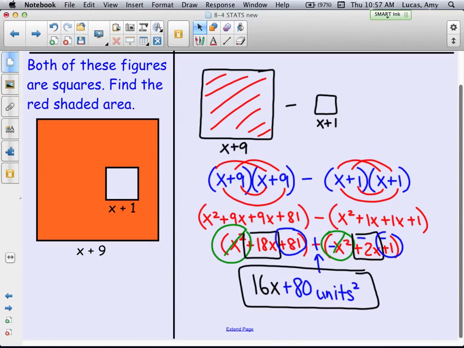So I found the area of each square, and then I subtracted them to get the area in between.